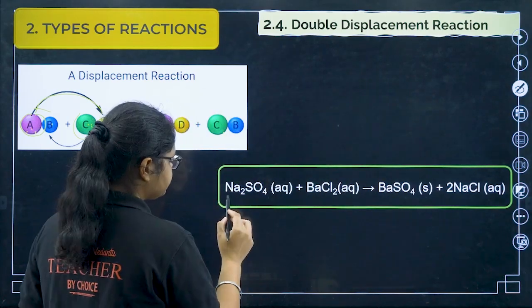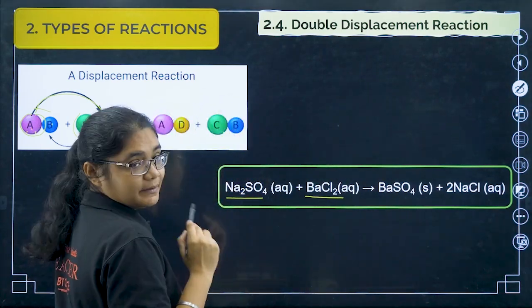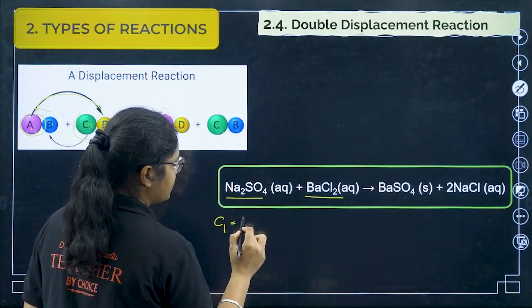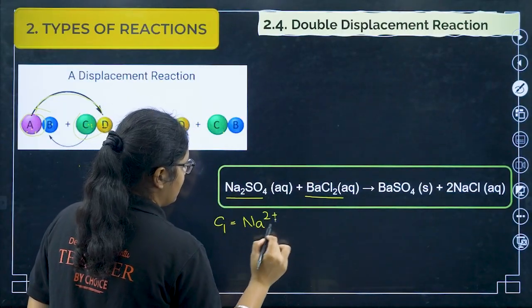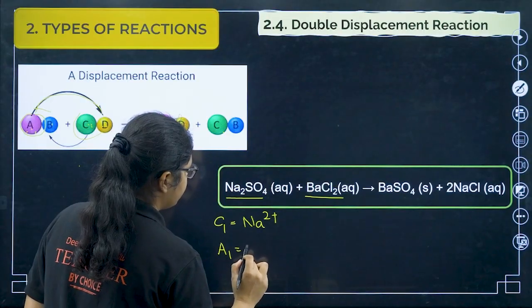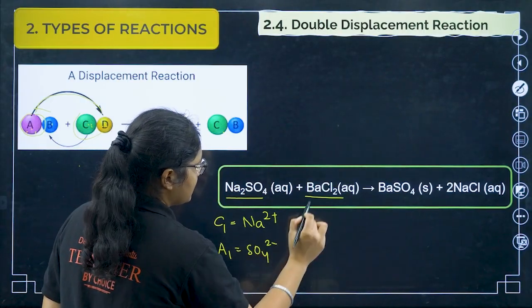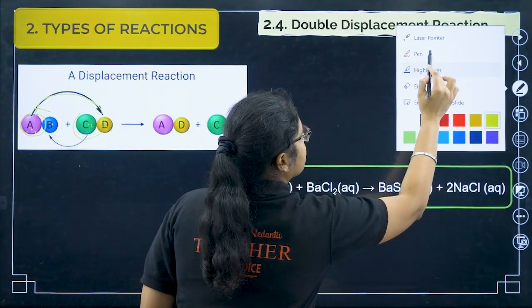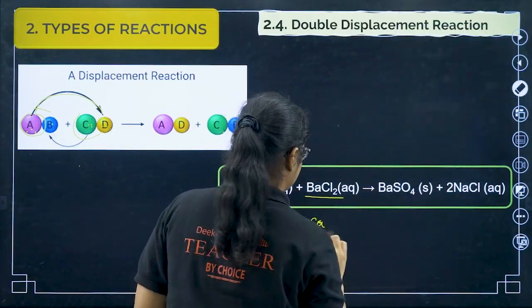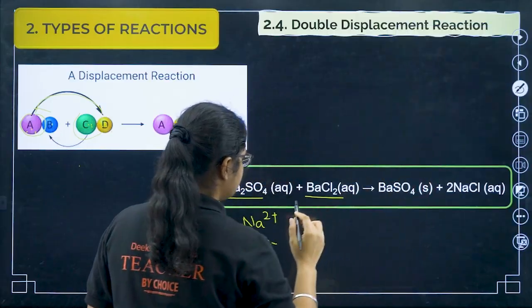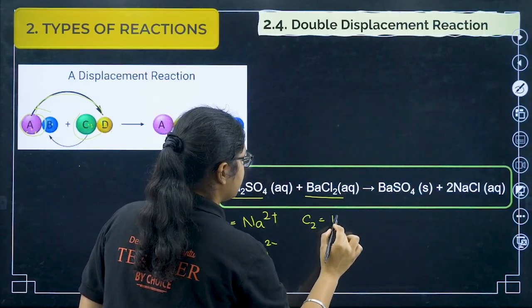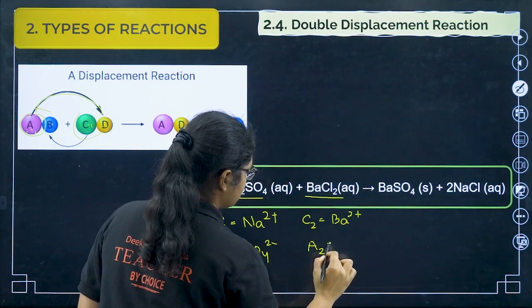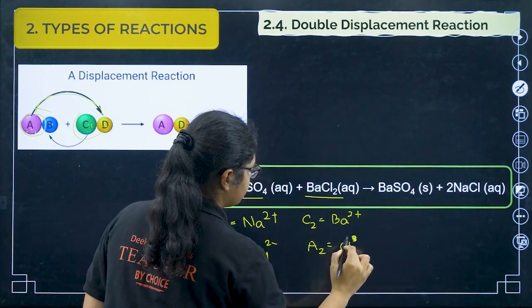Example, you can see Na2SO4 plus BaCl2. So what is the cation here? See, cation 1 is Na plus, and anion 1 is SO4 2 minus. And if you see here, cation 2 is barium 2 plus, okay, and anion 2 is chloride, Cl minus.